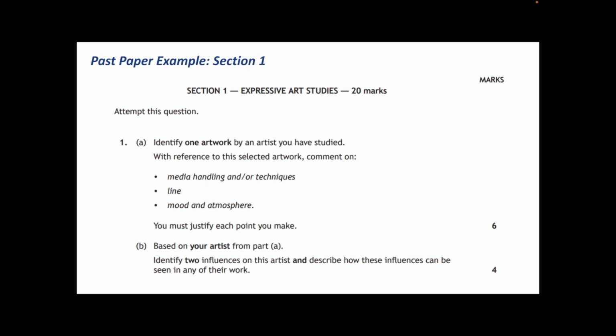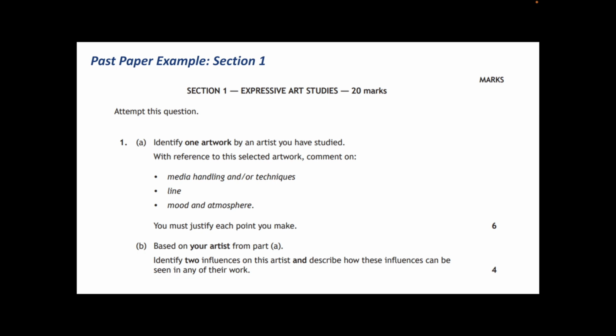Firstly, you're going to answer this question by writing who the artist is that you have studied, what the name of the painting is, and the year it was painted. This is very important and lets the marker know the artwork you're talking about. For example, you could say, the artwork I have studied is Still Life with Spoons by Ralph Goings, created in 1998. You will then comment on the different prompts.